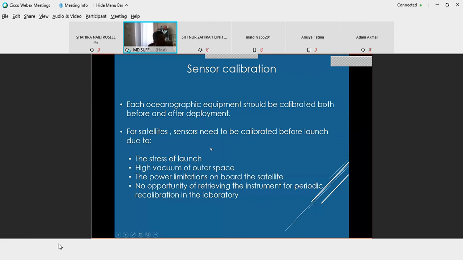So sensor calibration. Each oceanographic equipment, whether you use in situ, before you go to the field you have to calibrate. Whatever multi-parameter data you use, Hydrolab and so on, you have to calibrate before and after deployment. For satellite, the sensor needs to be calibrated before launch.